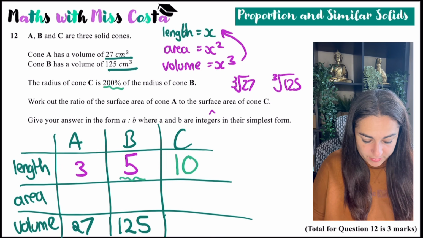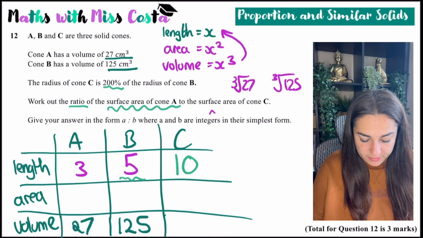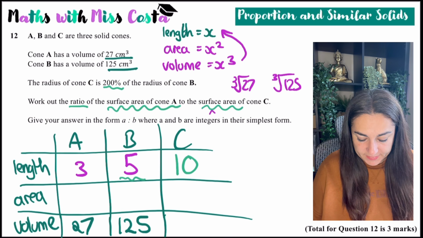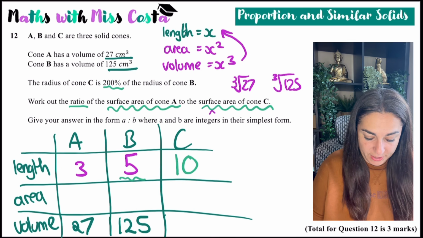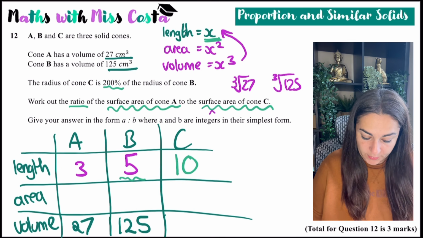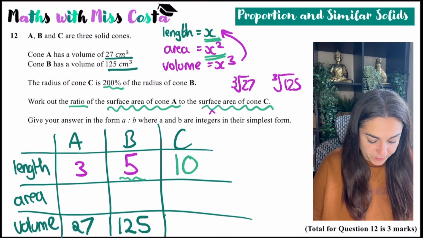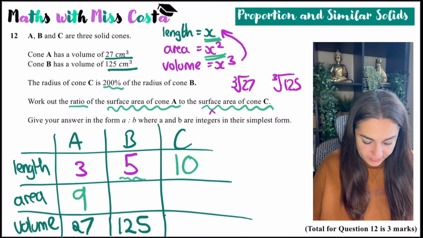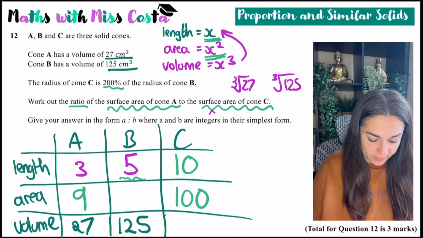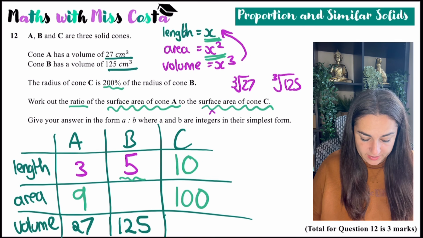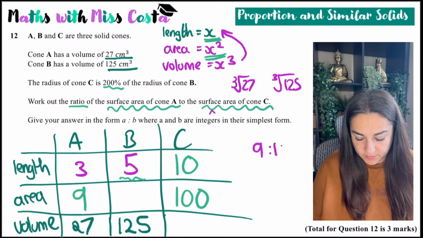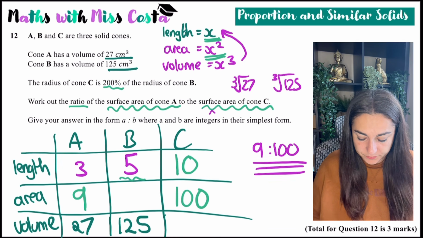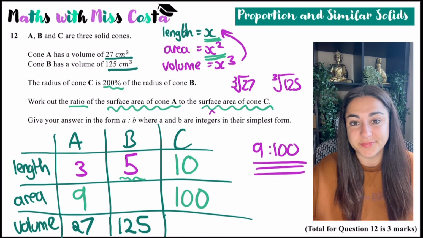I then need to work out the ratio of the surface area of cone A to the surface area of cone C. So I've got my linear scale factor, that's x, so then I need to work out what x squared is. So x squared is 9, and for C, 10 squared is 100. Give your answer in the form A to B, where A and B are integers in their simplest form. It would be 9 to 100. I can't simplify that any further.